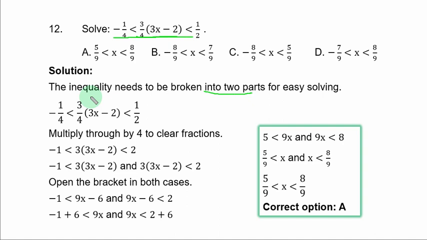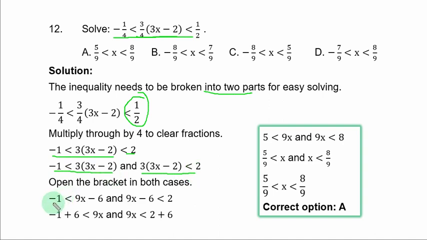But before then, let's try and clear the fractions. So multiply through by 4 to clear fractions. So you have minus 1 less than 3 bracket open 3s minus 2 bracket close. If you multiply this term by 4, 4 divided by 2 is 2, 2 times 1, you have 2. So we have to split it: first term and second term, then second term and third term. So you open the bracket and solve the 2 inequalities.